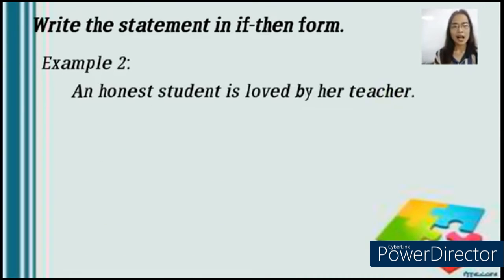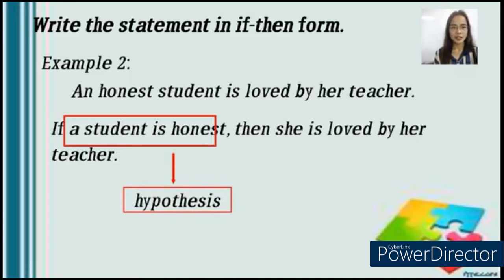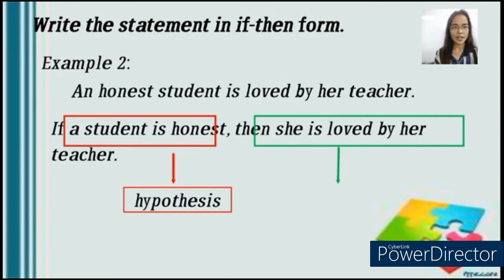Another example. An honest student is loved by her teacher. So what do you think is the answer if we transform it in if-then form? Anyone? Very good. If a student is honest, then she is loved by her teacher. The hypothesis in this statement is a student is honest. And the conclusion in the statement is, very good, she is loved by her teacher.